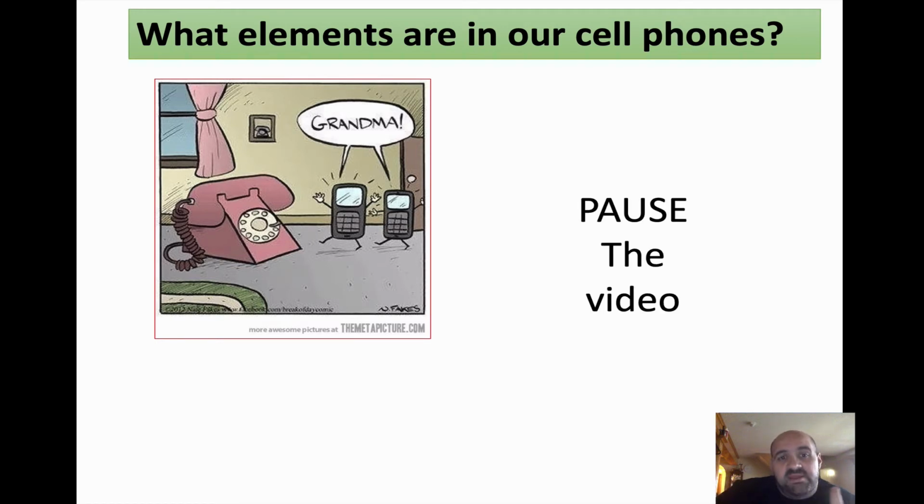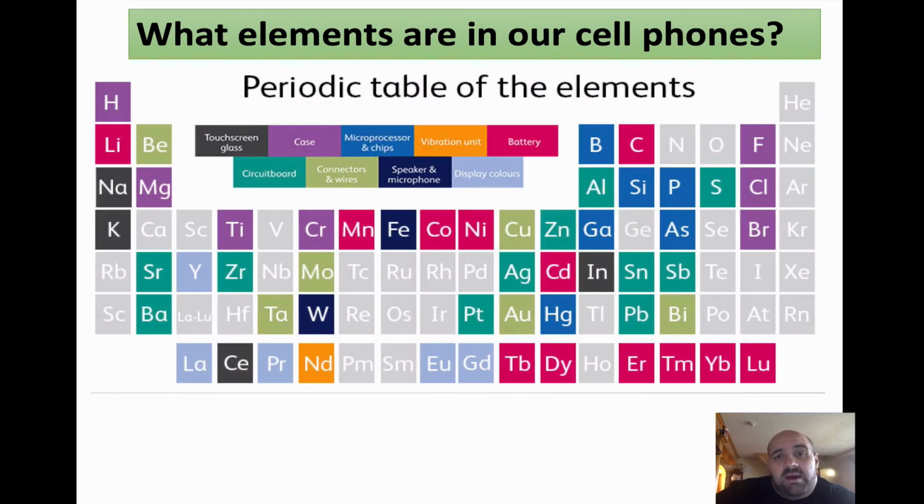You want to think about it for a minute or two, pause the video, see if you can come up with a list. If we were in school, we would do this there, but just think about it. I'm going to go forward and show you the answers. So, periodic table of cell phones. And you see there's a lot of elements in a cell phone. A lot. Some you probably didn't expect.